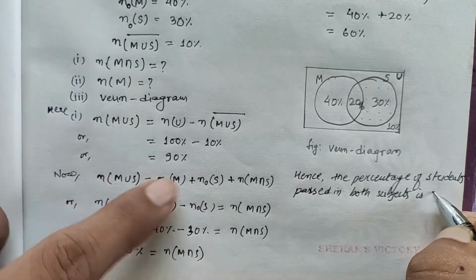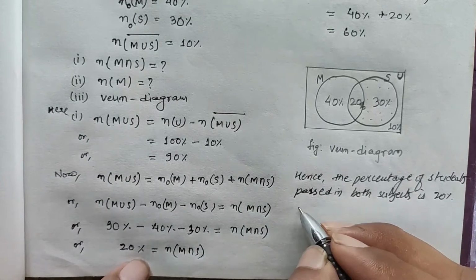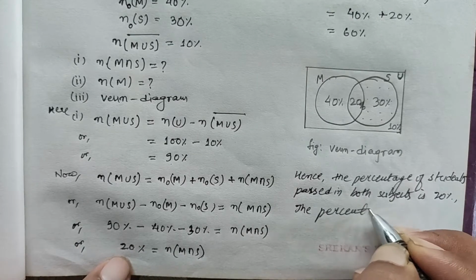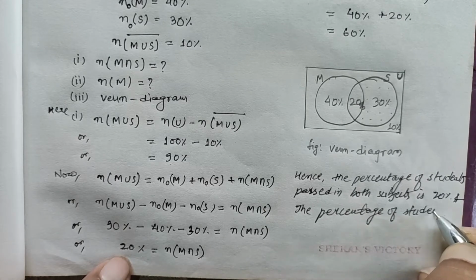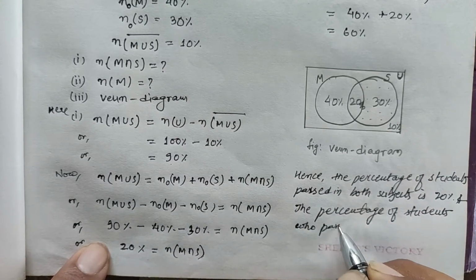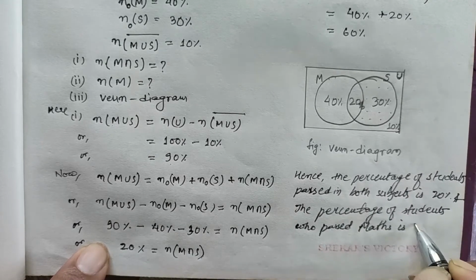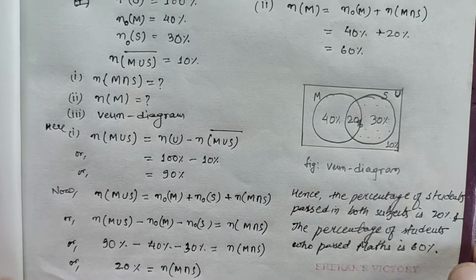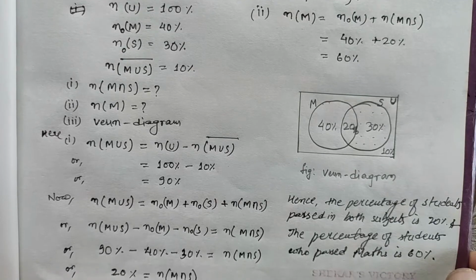how much? How much we have found here? 20%, yes, and the percentage of students who passed in mathematics or maths is 60%. So that's your conclusion, and this question is completed. Okay, I hope you understand this question solution. Okay, so let's move on.